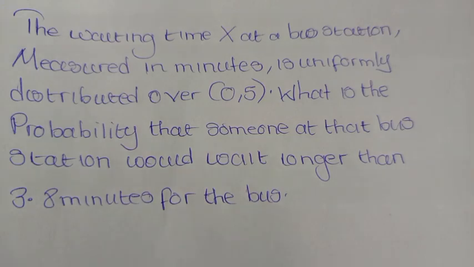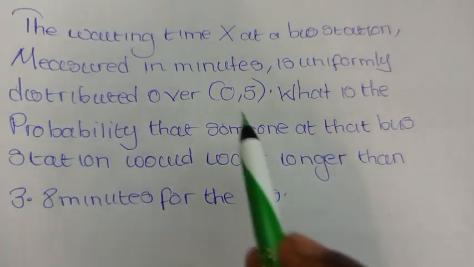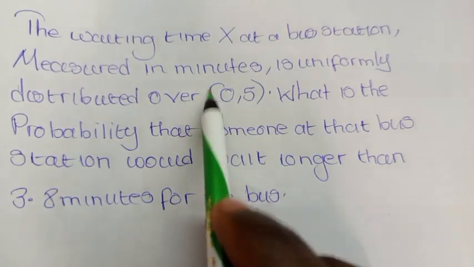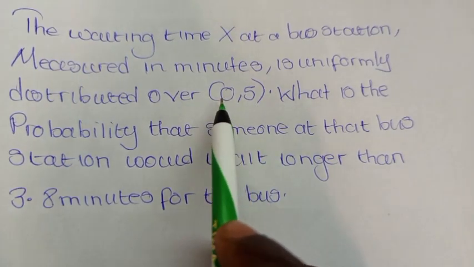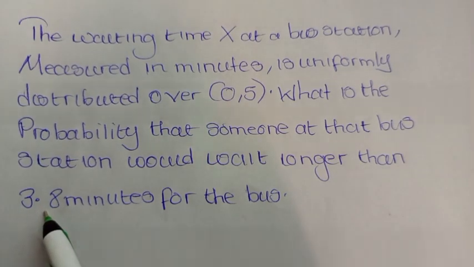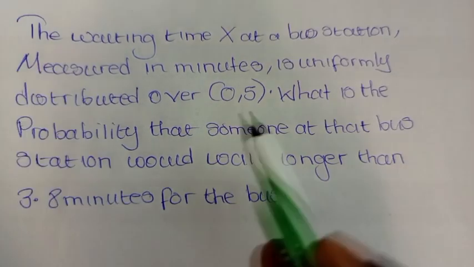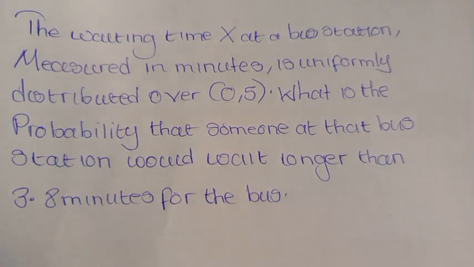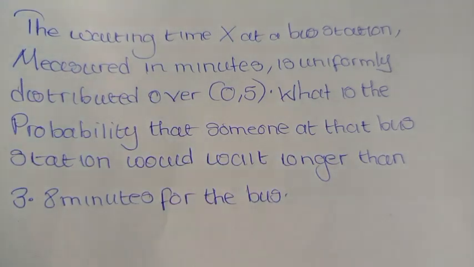Both of them are continuous. Even here you can count 3.8, 3.9, but the difference is that this is governed by a parameter from 0 to 5. So no matter how long this person waits, greater than 3.8, they should only end at 5 minutes. So this kind of question is what is referred to as a continuous probability.